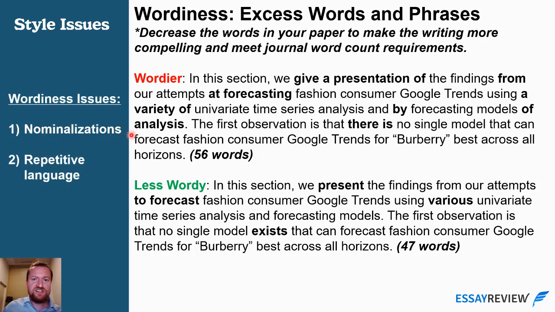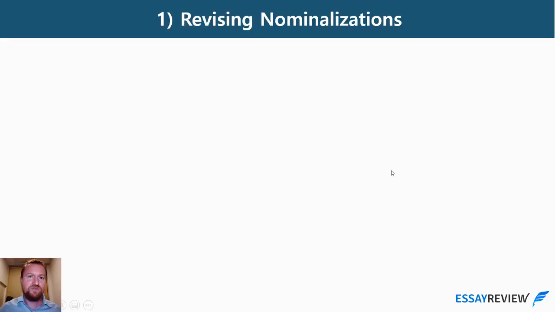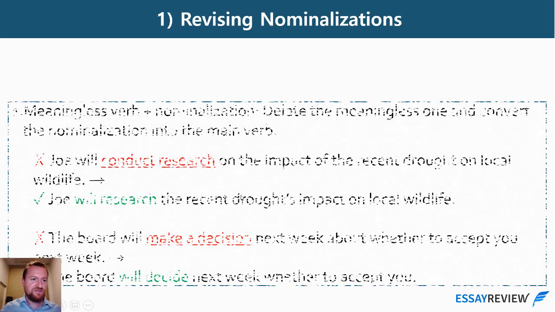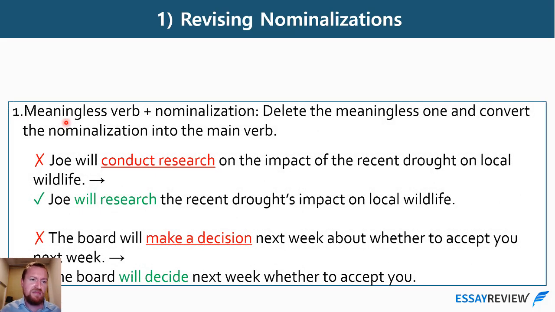All right, so here we have nominalization, which is this one, and then repetitive language, which you can see there too. So I want to discuss briefly nominalizations. As I said, nominalization is a meaningless verb plus a verb that has been changed into a noun. So what you should do is delete the meaningless verb and convert the noun into the main verb. So for example, Joe will conduct research. Joe will research. Why do we need "conduct"? This is so common in manuscripts, but it's not always necessary. Sometimes it's okay, but this will make it stronger if you can get rid of these in most cases.